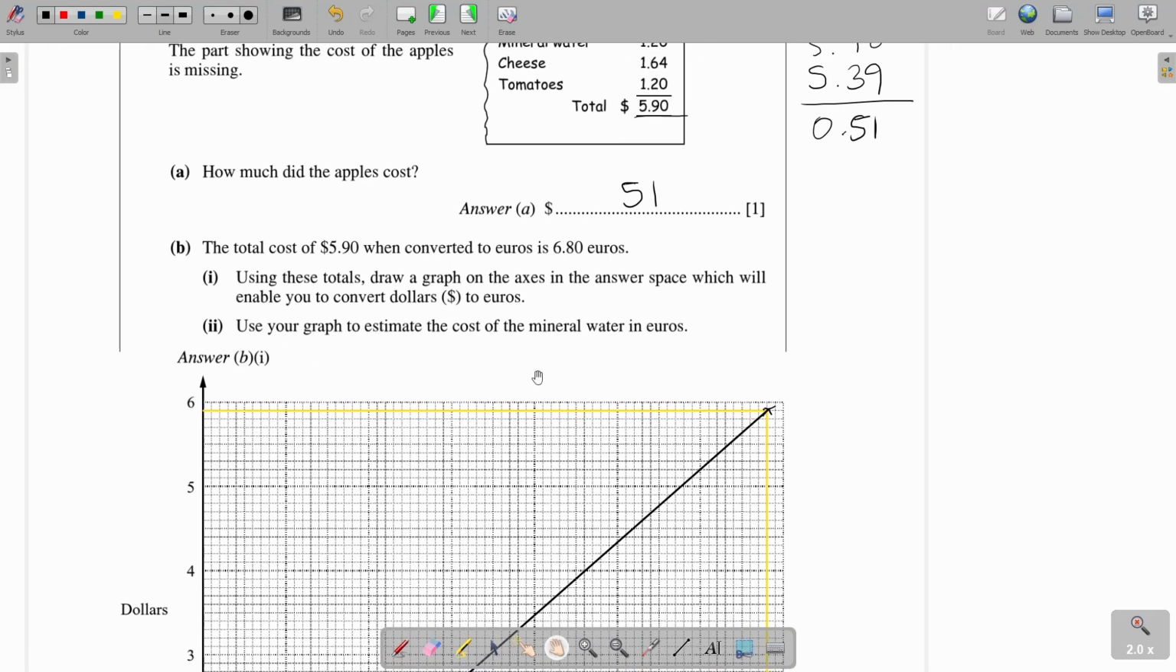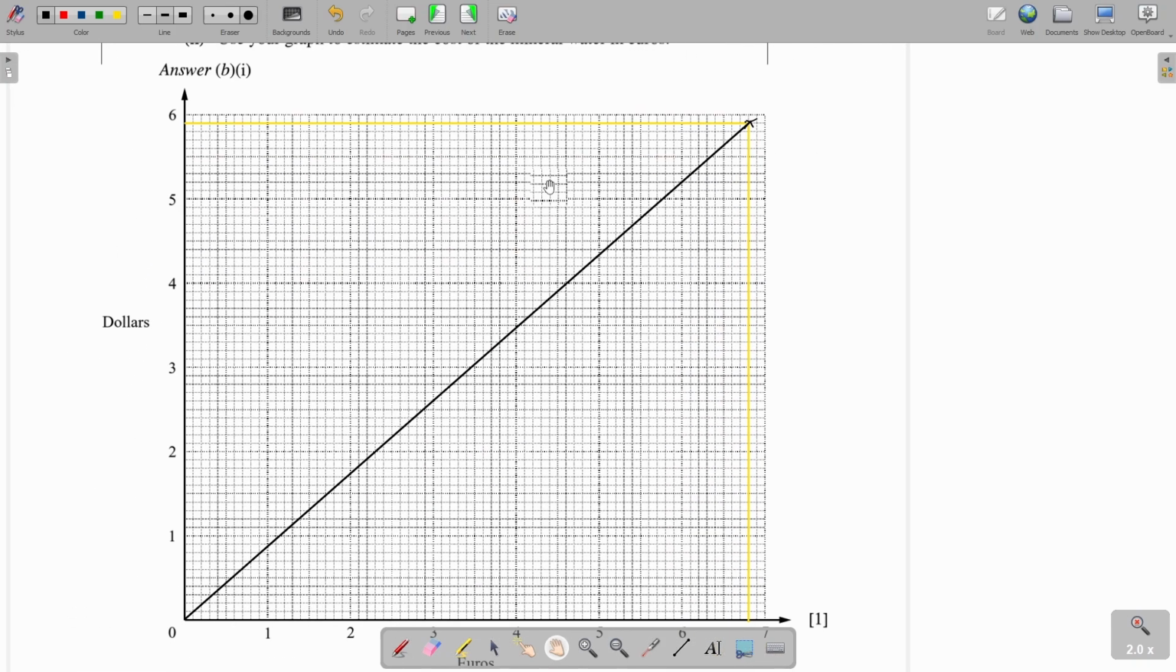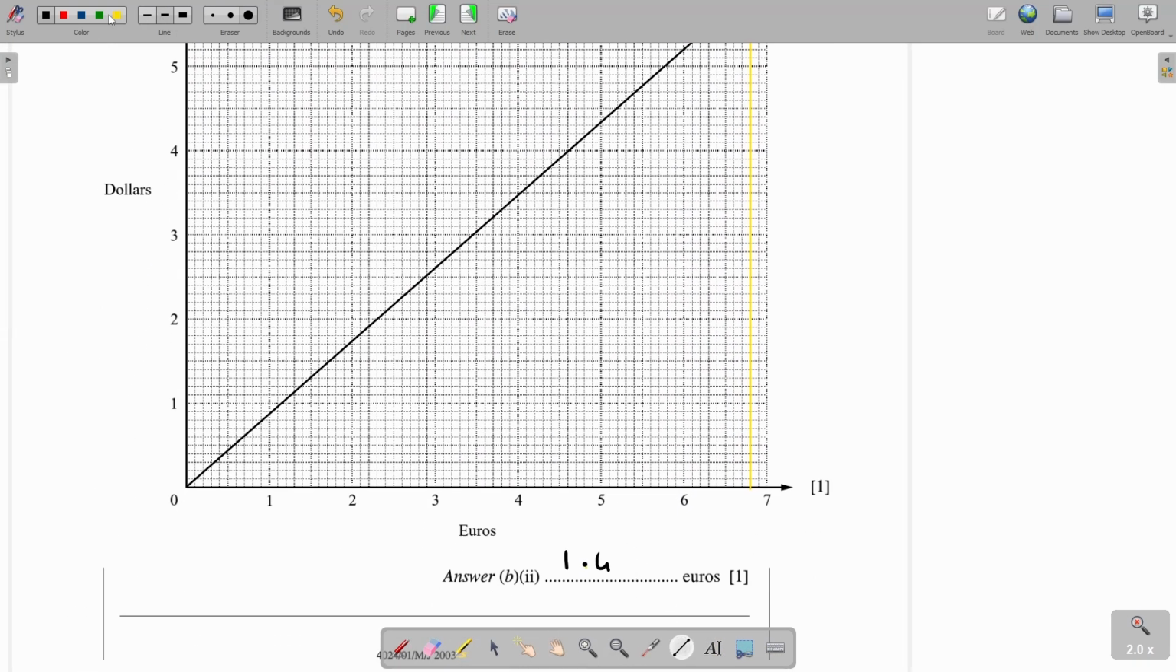So use your graph to estimate the cost of the mineral water in euros. So mineral water was 1.2. So from 1.2, if I make a line, 1.2, it is around here. And then let's drop that line down. So it would be 1.38 or 1.4. So I think I've already written 1.4 here, but yes, it would be 1.4.